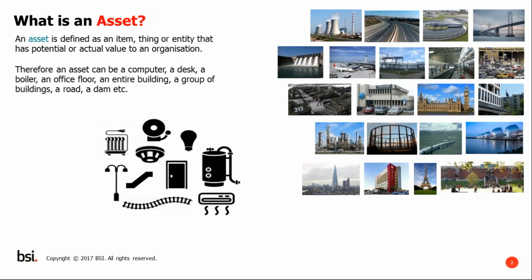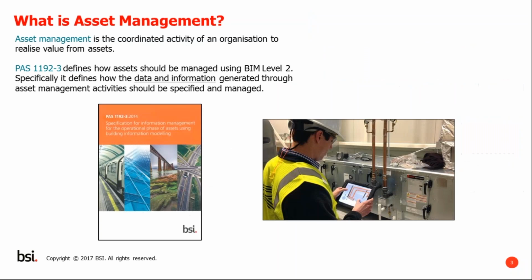So it could be infrastructure like a road or a railway network. It could also be a house. It could also be a floor of a building. It could be a section of a road. So there's a really wide definition of what an asset actually means. And of course, PAS 1192 Part 3 defines how BIM Level 2 is applied against the asset management phase of the asset lifecycle. This is the core standard that we have built a certification product against.